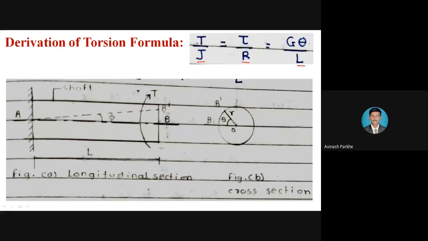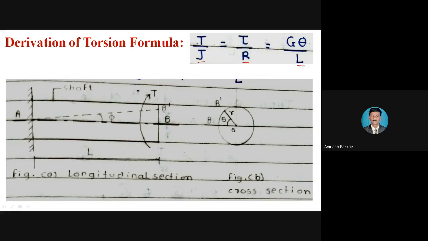Whatever unknown parameters we have to calculate, whether the shear stress, the shear strain, the twisting moment, or the torque induced in that particular shaft, and sometimes the diameter of the shaft also. To calculate all these unknown parameters, first of all it is necessary to derive this torsion formula, and by using this torsion formula we can find out the parameters.